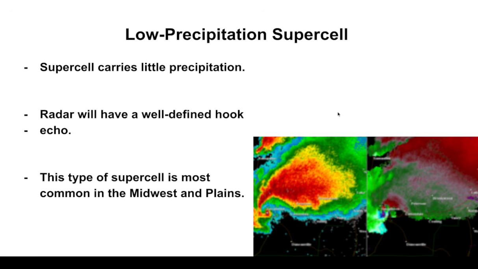This type of supercell is most common in the Midwest and Plains states. I would say the Plains states typically have more of these drier supercells rather than further east into the Midwest. The Dakotas, Nebraska, Kansas, Oklahoma, Texas always have these low precipitation supercells, but you can always get them in Minnesota, Iowa, Illinois, Wisconsin, even those states. But definitely the further west you go into the drier Plains states, that's where you most likely have these types of supercells.